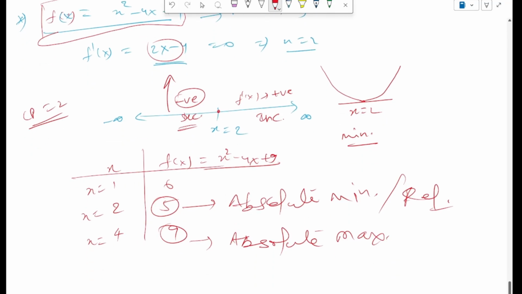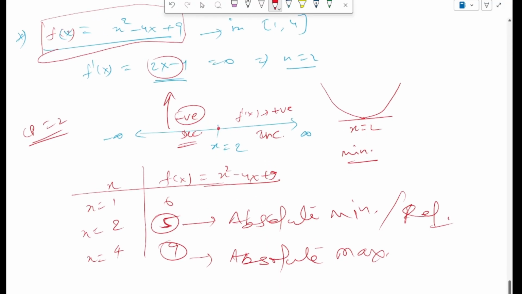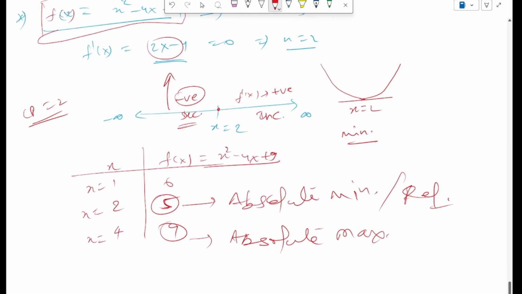Not to confuse, any absolute minima is also part of minima, right? So relatively this is a minima, and in fact this is the absolute minimum. There cannot be any more minimum in this interval for this particular function, right? So this is how we calculate absolute minimums or absolute extrema of a function in any given interval.